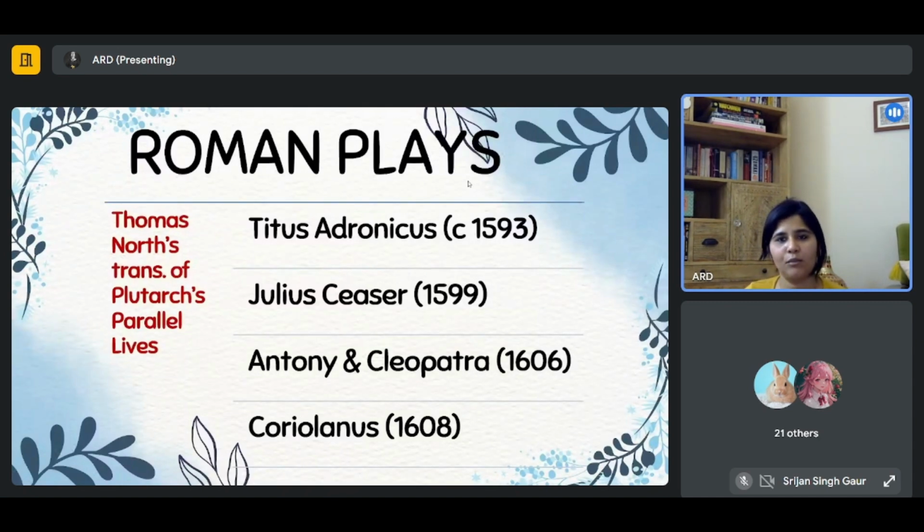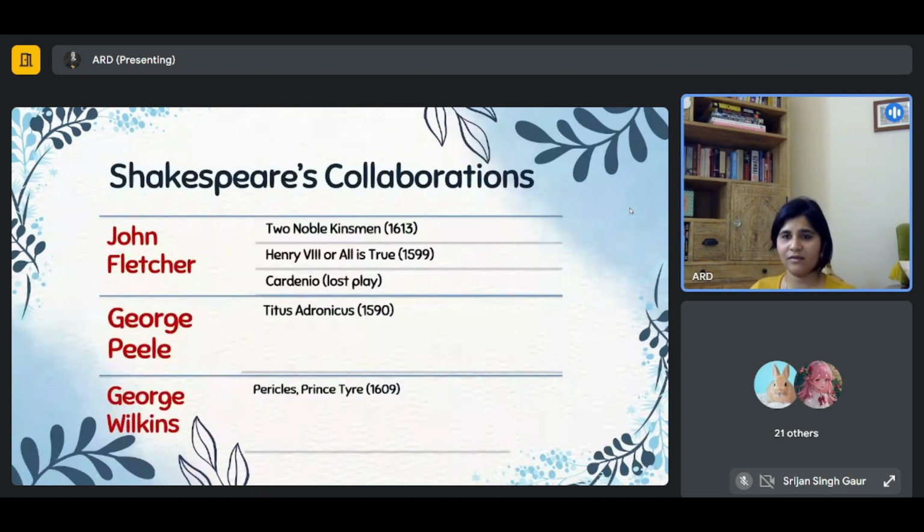Okay, so these are important Roman plays also. So history plays we can easily remember, and Roman plays we can easily remember, because Roman plays are only four: Titus Andronicus, Julius Caesar, Antony and Cleopatra, and Coriolanus. You might even know these Roman plays because we study Julius Caesar. Shakespeare's collaborations are also not many. Shakespeare's collaborations are with John Fletcher, George Peele, George Wilkins. So you guys can look into it. You guys can try to remember.